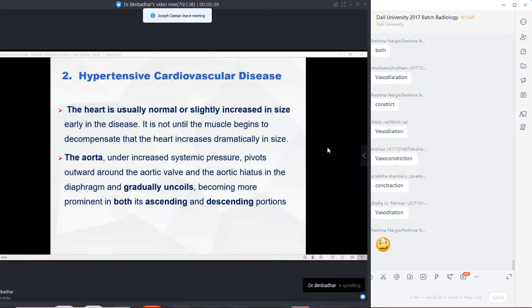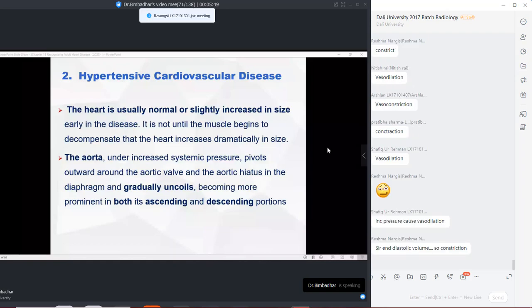Yes, the answer is both. That is correct. But there is an influence of one component over the other. The vasoconstriction component has got greater influence. Increase in pressure causes vasodilatation. Is that so? That is how you are understanding it?